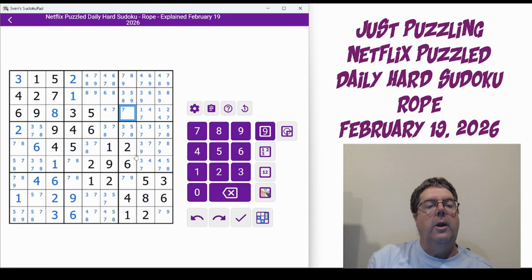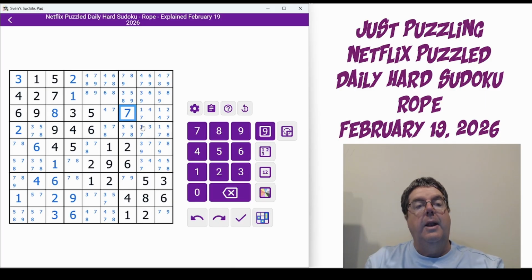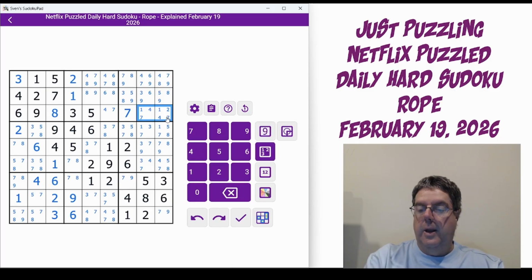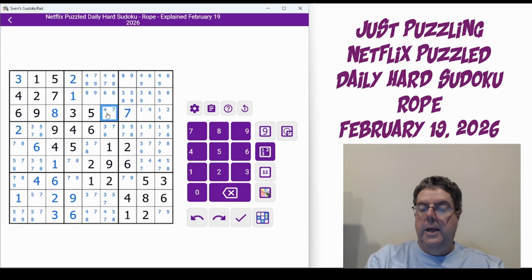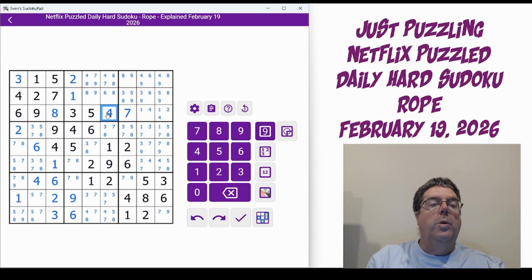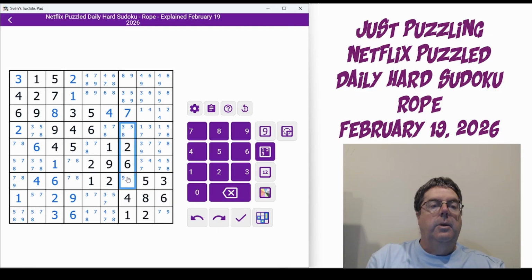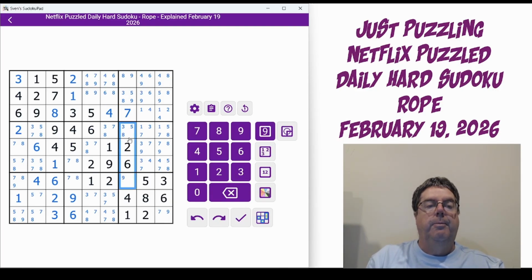So 1, 2, 3, 4, 5, 6, 7, 8, 9. So it's definitely a 7 there. So that's nice. That's going to get rid of 7s there. That's going to get rid of the 7s there. That's going to get rid of the 7 here. So that makes that a 4. So we'll keep going. 7 can't be here. Tell you what, not picking up that 7 here could have been a horrendous mistake.